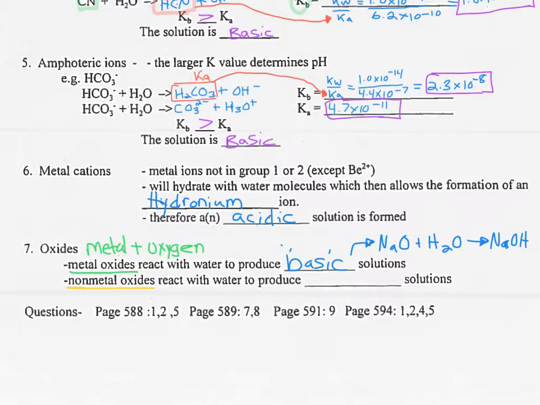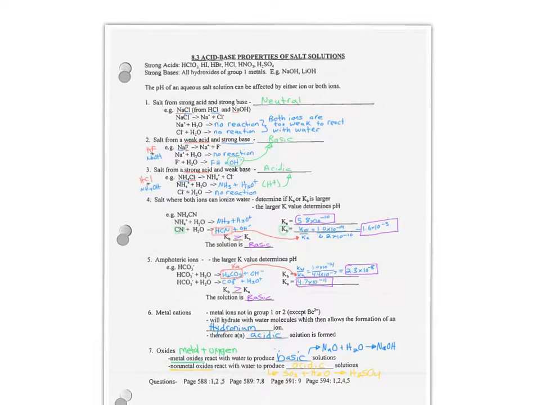And then finally, if we have a non-metal oxide, so a non-metal plus an oxygen, they're going to react with the water to produce an acidic solution. And it's going to look something like this. So maybe we have SO3 plus H2O, and we end up with H2SO4. So that's the end of looking at the 7 types of acid-base salt solutions.